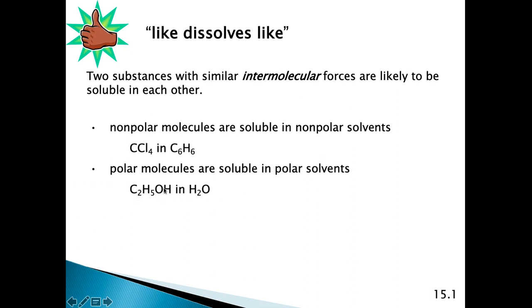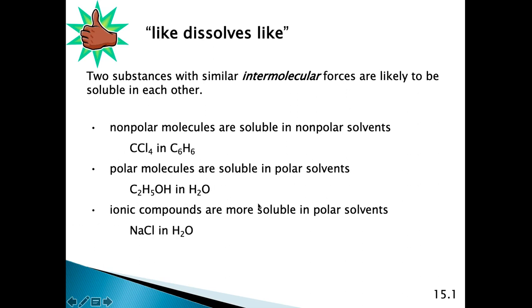And then polar molecules are soluble in polar solvents. If we had ethanol, ethanol has a hydroxyl group over here, and that makes hydrogen bonding. So ethanol could be soluble in water. Now, it does have some nonpolar components, but it has one hydrogen bond that it's able to make, so it can be dissolved there. And then ionic compounds are more soluble in polar solvents.